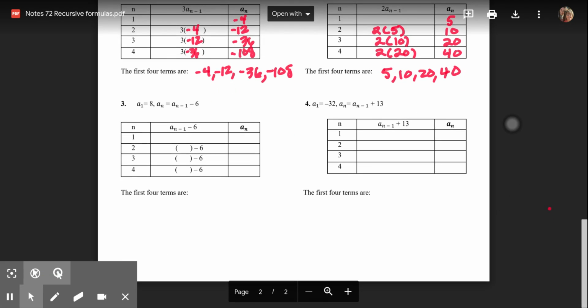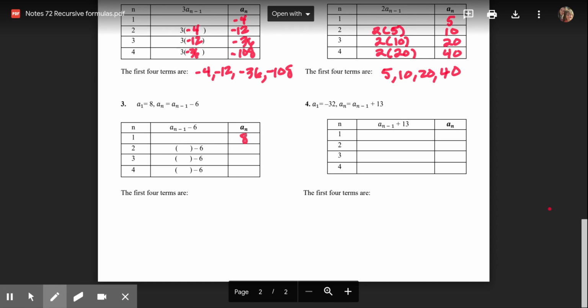All right, let's take a look at number 3. So the first term is 8. Now, this one's a little bit different because you don't have a coefficient in front of a other than 1, but you do subtract at the end. So you're just going to go 8 minus 6, which is 2. And then 2 minus 6 is negative 4. And then negative 4 minus 6 is negative 10. So your first 4 terms are 8, 2, negative 4, and negative 10.